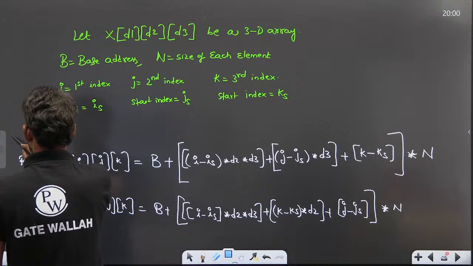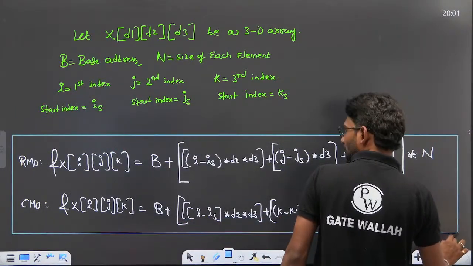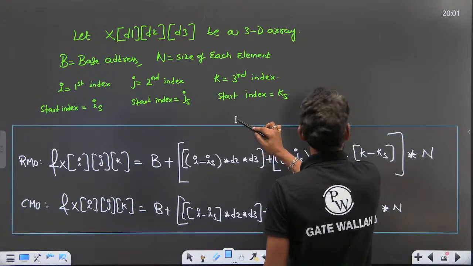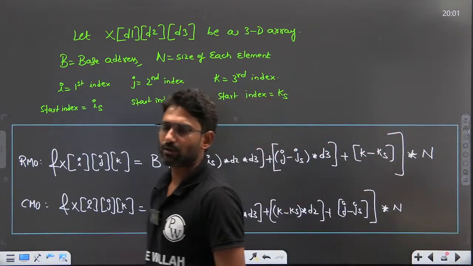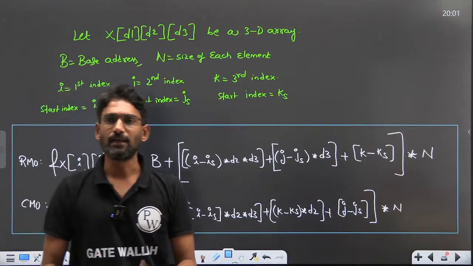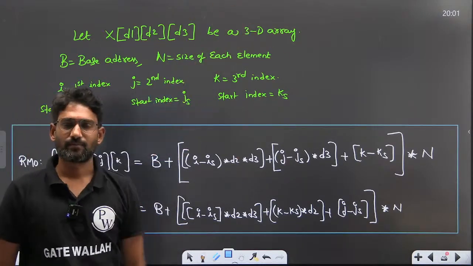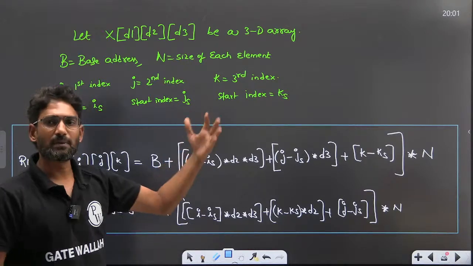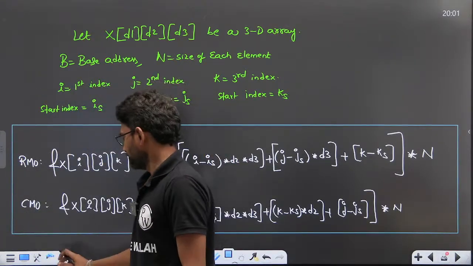So using this you can find out the address of any element in a three-dimensional array whose size can be any. Now you can use this formula and find any element address. Clear?